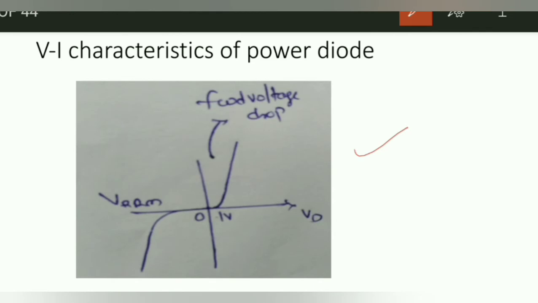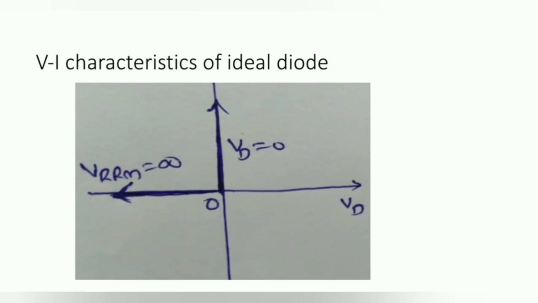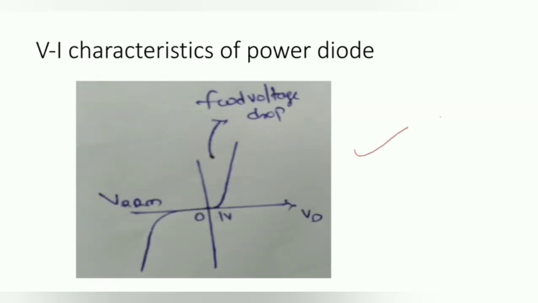For low power diodes, the forward current grows almost linearly with the voltage, and a high magnitude of current in a power diode leads to ohmic drops. These are the explanation for the characteristics of the power diode. And next one, this is the ideal characteristics. Here one more point you can observe, VRRM.